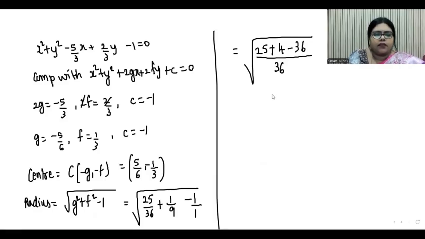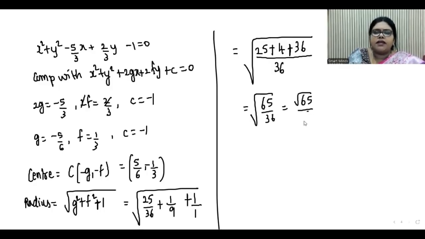So over here, minus of minus will become plus 1. So this is plus and this will become 65. Root 65 by root 36. So that is root 65 by 6.